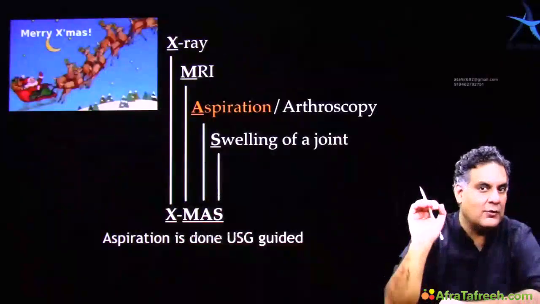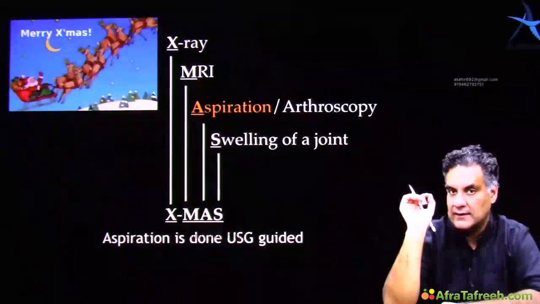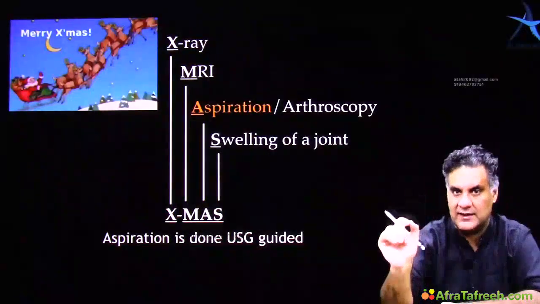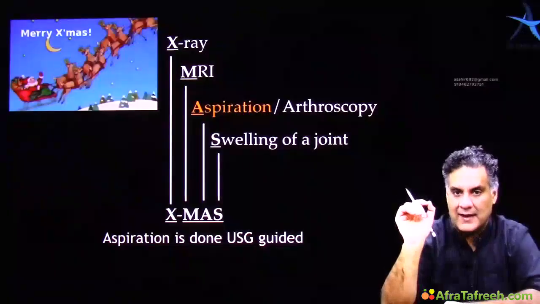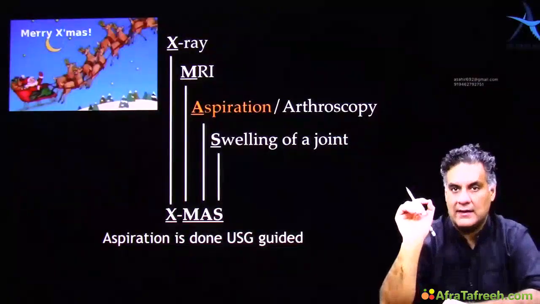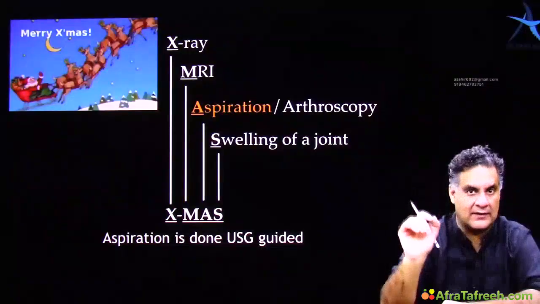And then if you're looking at a joint, remember the mnemonic X-mass. Number one investigation to look at the joint is X-rays, followed by MRI, followed by aspiration or arthroscopy. And remember, the aspiration is always done by ultrasonography.